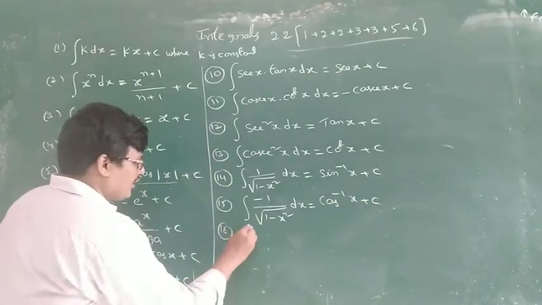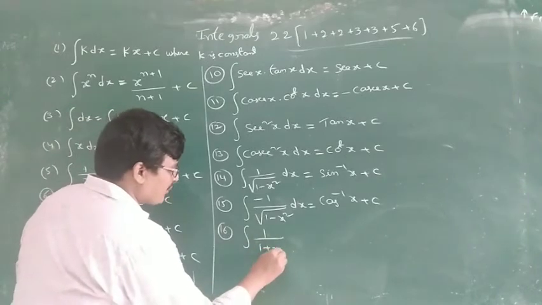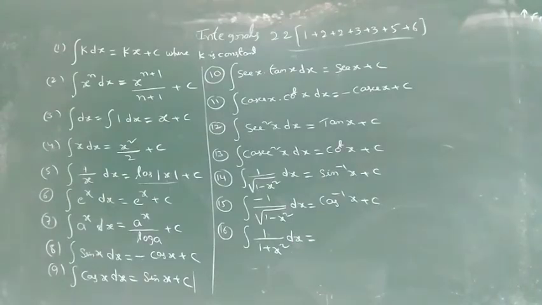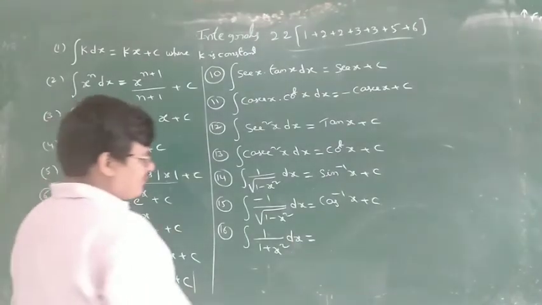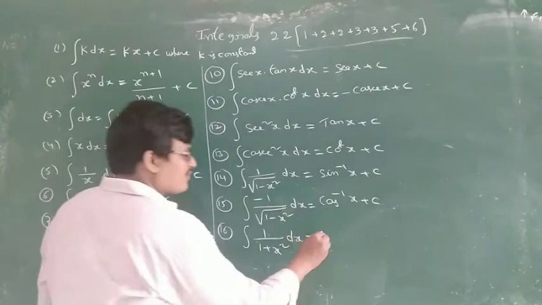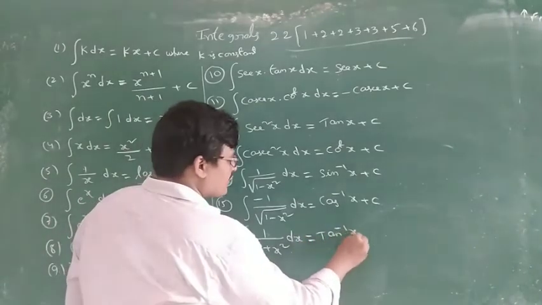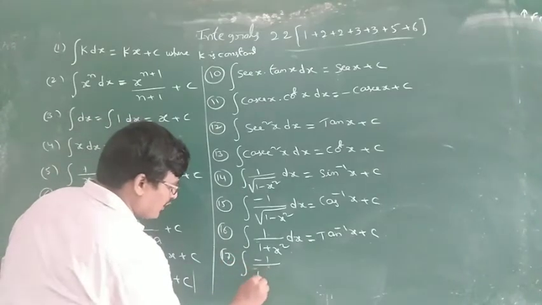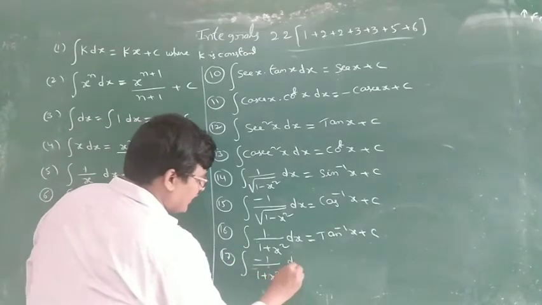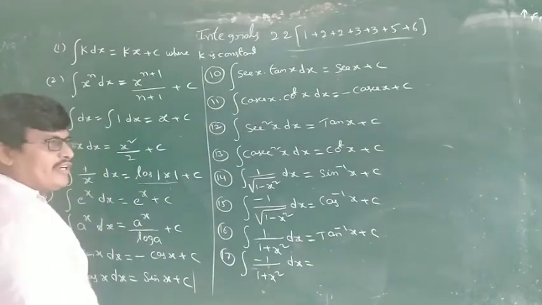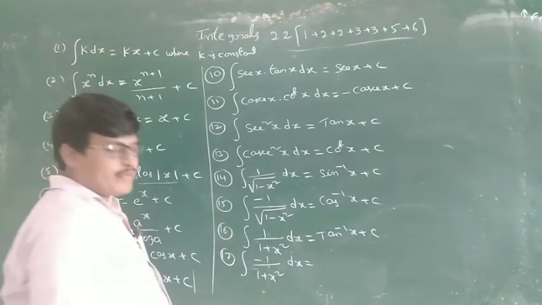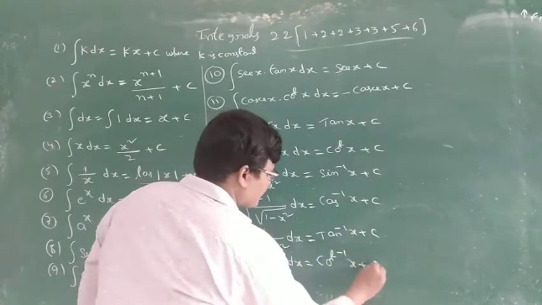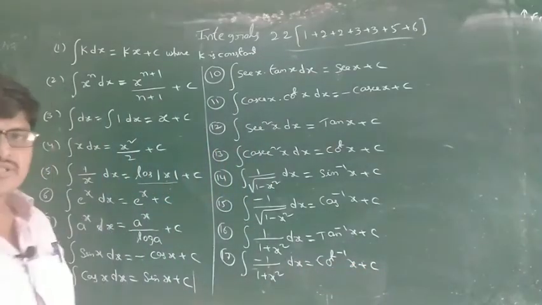Next, integral 1 by 1 plus x square dx. The derivative of tan inverse x is 1 by 1 plus x square. So integral 1 by 1 plus x square is equal to tan inverse x plus c. Integral minus 1 by 1 plus x square dx is equal to cot inverse x plus c, since the derivative of cot inverse x is minus 1 by 1 plus x square.